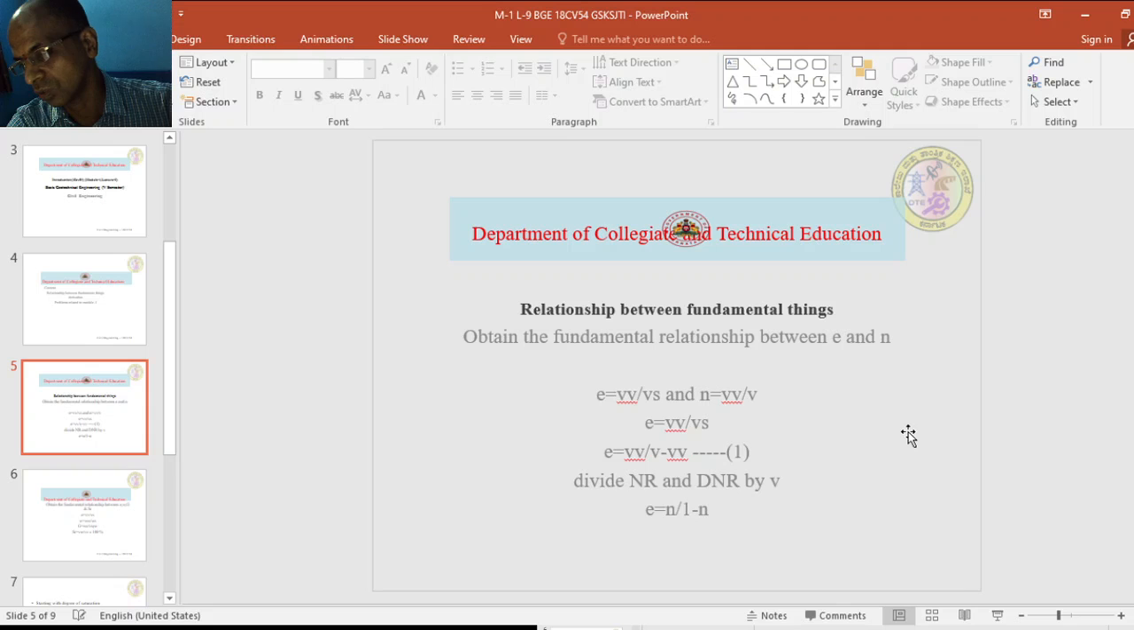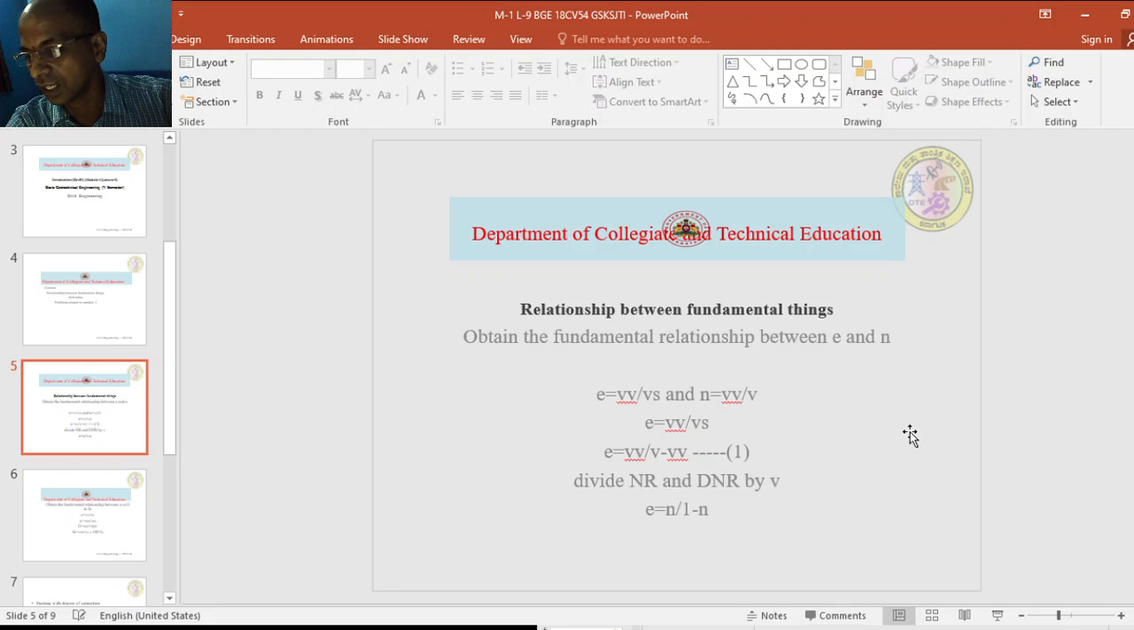So e is equal to the volume of voids Vv over Vs, the volume of soil particles. From the three-phase diagram, this can also be written as V minus Vv, because total volume V is equal to the volume of soil particles plus the volume of voids, or V is equal to the volume of soil particles plus the volume of water plus the volume of air. For all practical purposes, if I neglect the volume of air, then the volume of water is equal to the volume of voids. Therefore, Vs can be written as V minus Vv. Call it equation number 1.